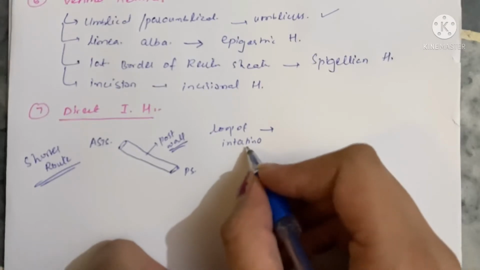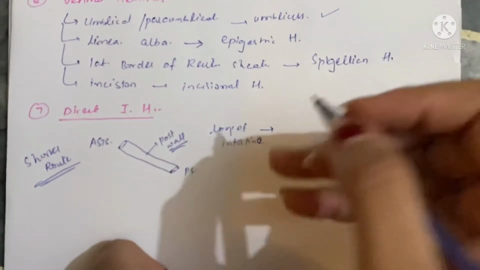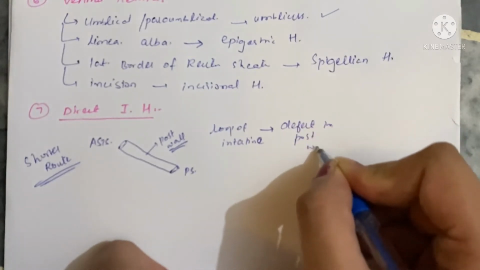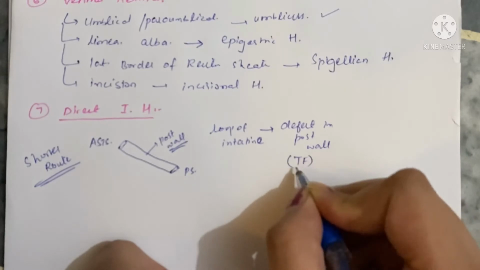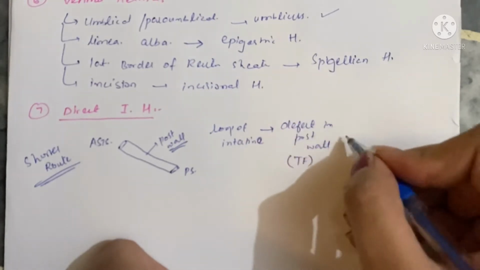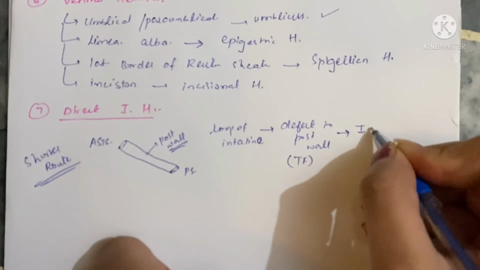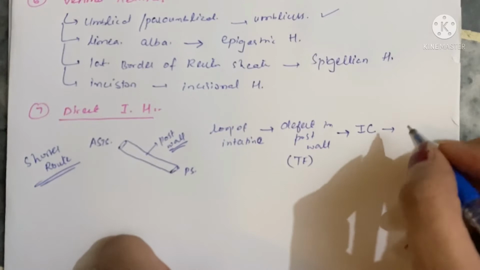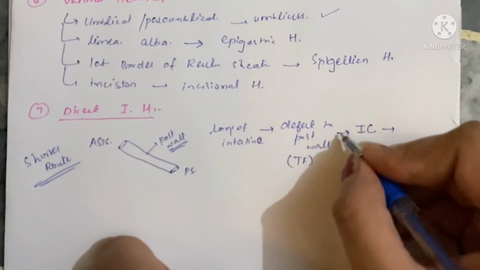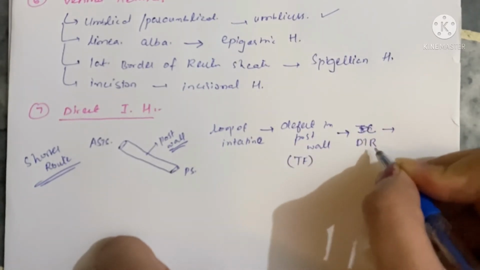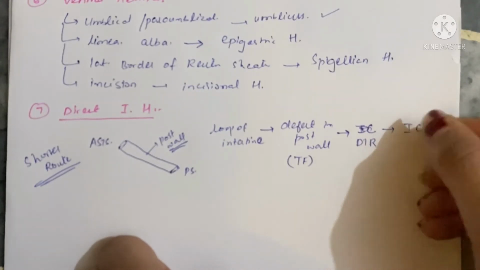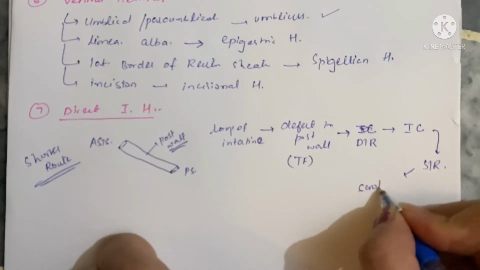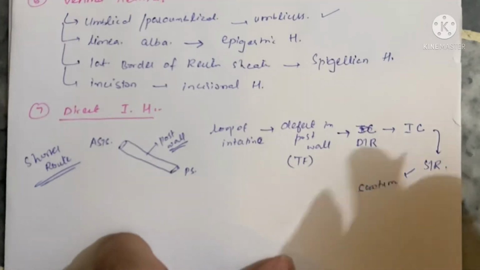If this loop of intestine from the abdomen enters through any defect in the posterior wall, which is formed by the transversalis fascia, it enters the inguinal canal. From this defect it enters the direct inguinal ring, and from there into the inguinal canal. From the inguinal canal, through the superficial inguinal ring, it goes into the scrotum. So this is the route of direct inguinal hernia.